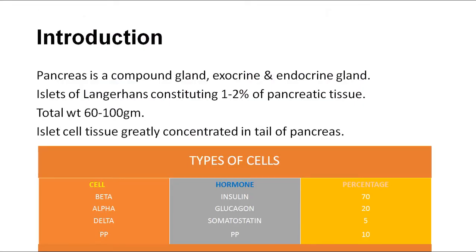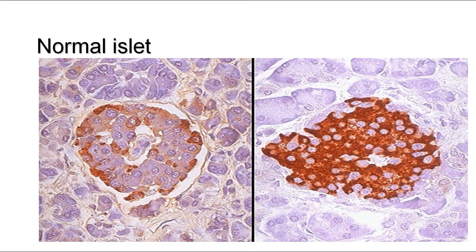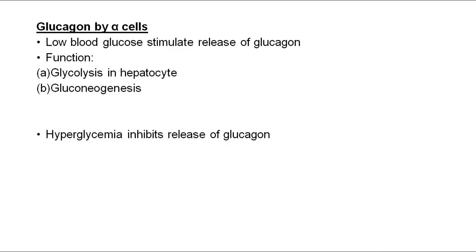So the pancreas is composed of glands which contain exocrine and endocrine components, the islets of Langerhans constituting about 1 to 2% of the pancreatic tissue, and mainly concentrated in the tail of the pancreas. Beta cells secrete the insulin. This is the immunohistochemistry of the islet cells of the pancreas. Alpha cells secrete the glucagon.